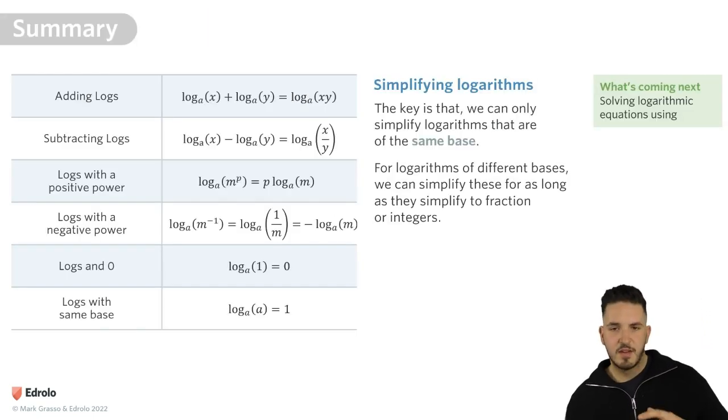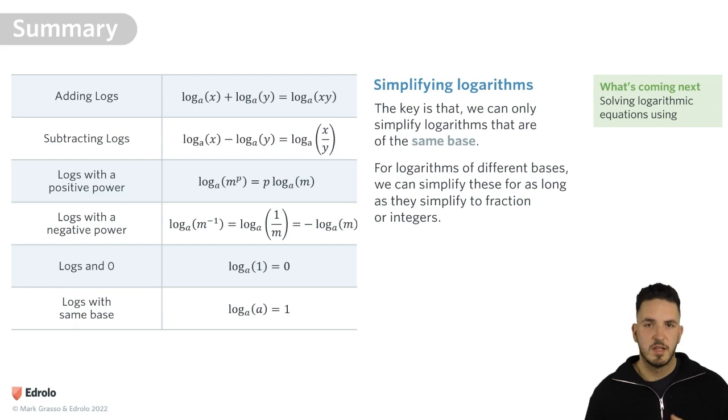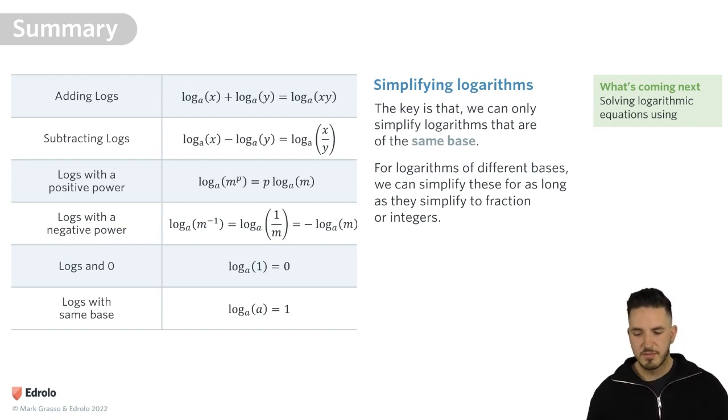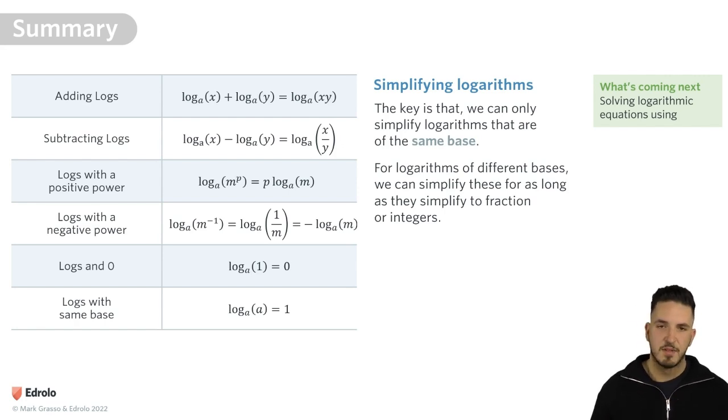So in summary, we have adding and subtracting logs. So adding logs, we multiply x and y. Subtracting, we divide. Logs with positive powers, again, bringing p to the front. A negative power becomes the same law, which makes it negative. Log a of 1 is equal to 0. So whenever your argument is 1, it's equal to 0. And logs where the argument and the base are the same, they equal 1. So when you're simplifying logarithms, the key is that you only simplify logarithms that are of the same base unless they become integer values. Okay.